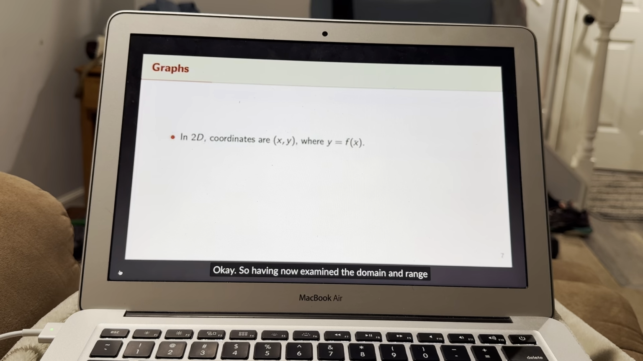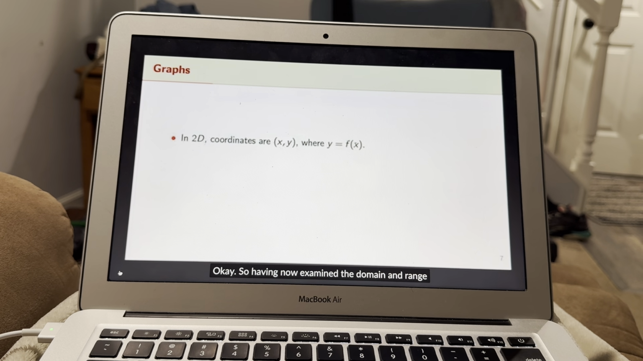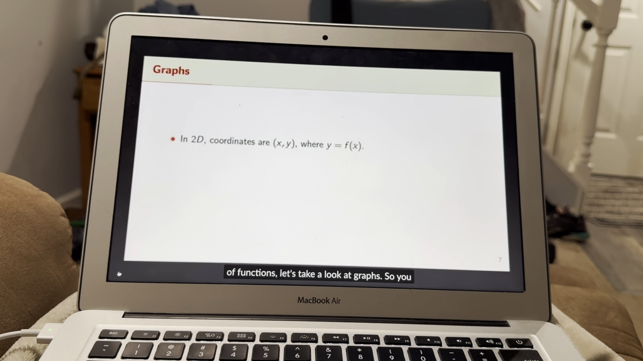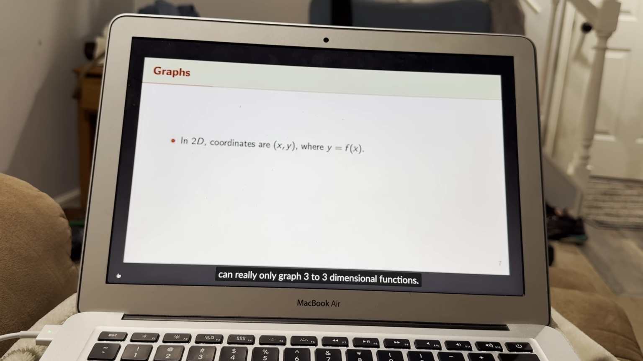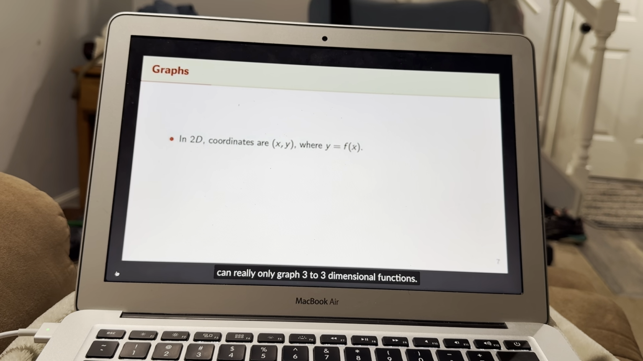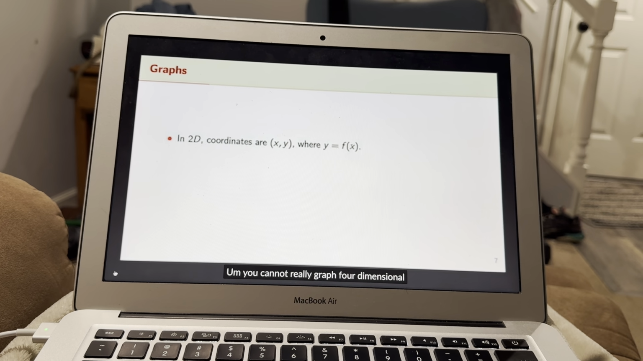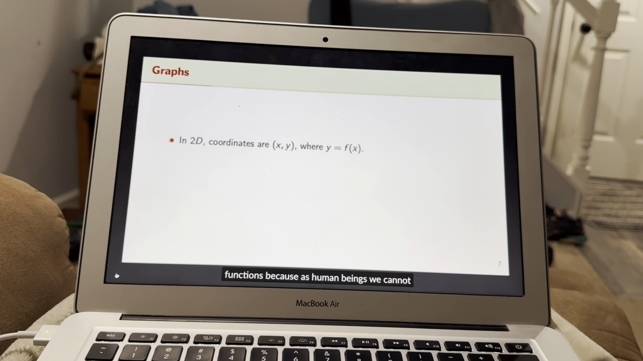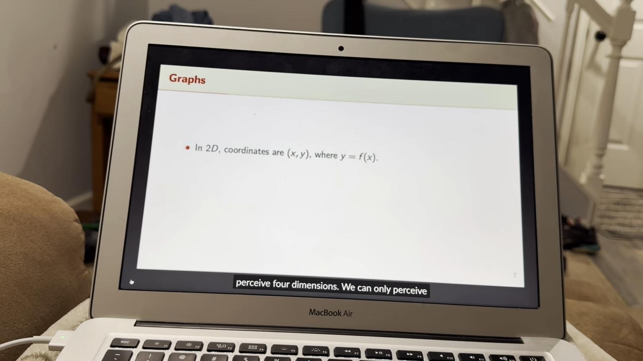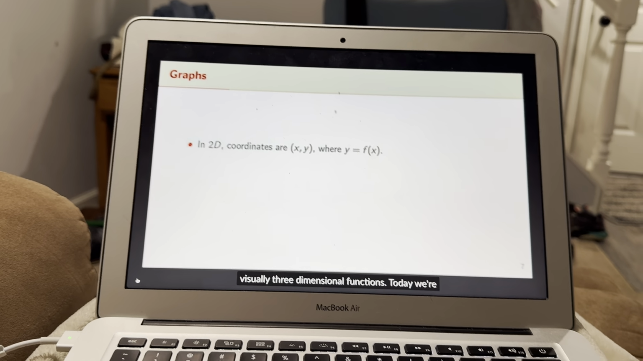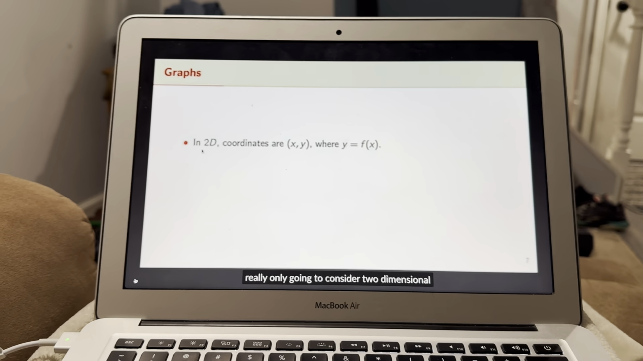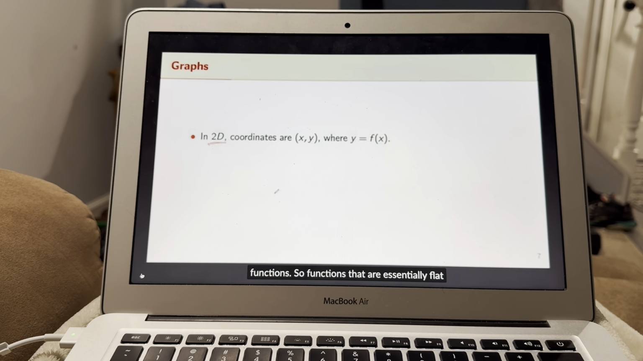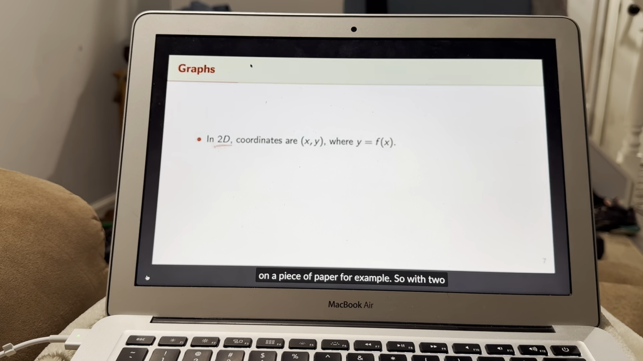Okay. So having now examined the domain and range of functions, let's take a look at graphs. You can really only graph three-dimensional functions. You cannot really graph four-dimensional functions because as human beings, we cannot perceive 4 dimensions. We can only perceive visually 3-dimensional functions. Today, we're really only going to consider 2-dimensional functions, so functions that are essentially flat on a piece of paper, for example.